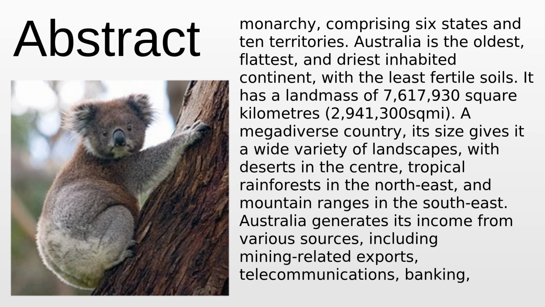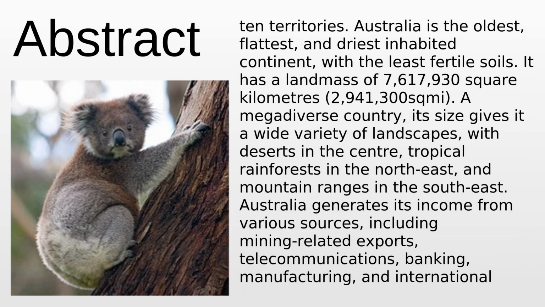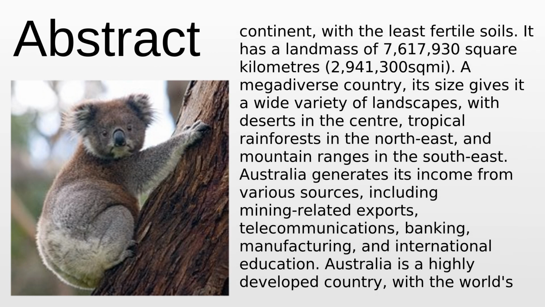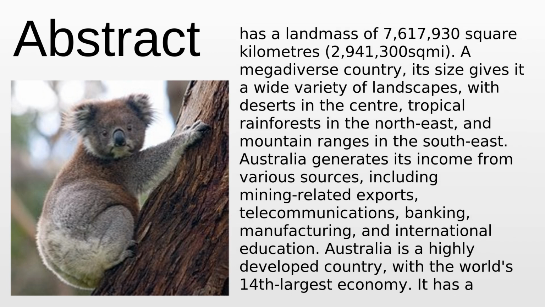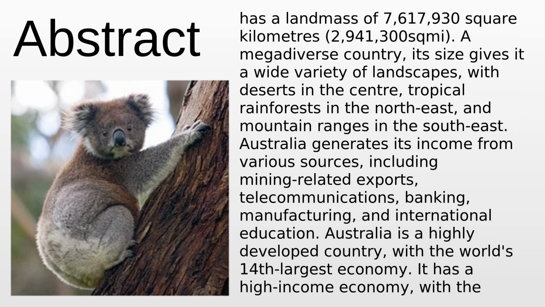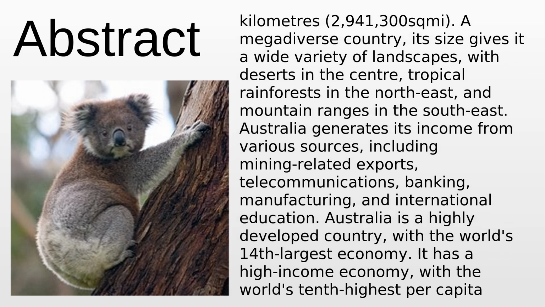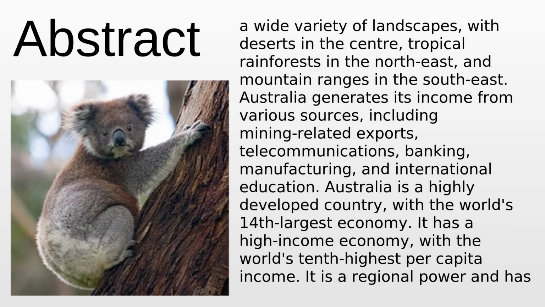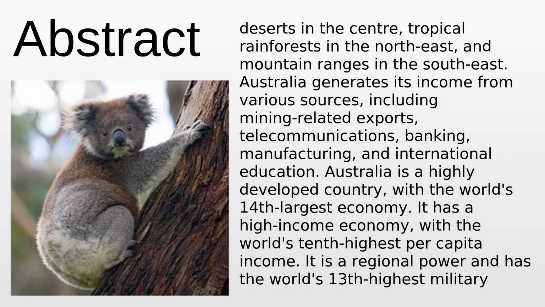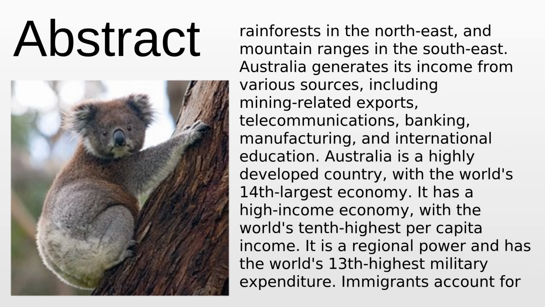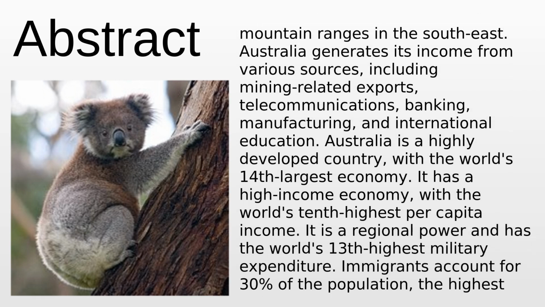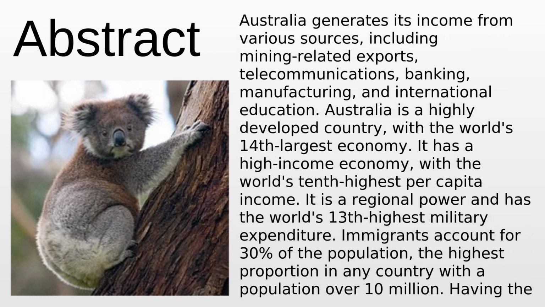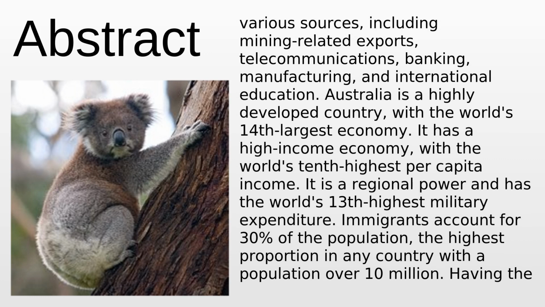states and 10 territories. Australia is the oldest, flattest, and driest inhabited continent, with the least fertile soils. It has a landmass of 7,617,930 square kilometers, 2,941,300 sq mi. A megadiverse country, its size gives it a wide variety of landscapes, with deserts in the center, tropical rainforests in the northeast, and mountain ranges in the southeast.